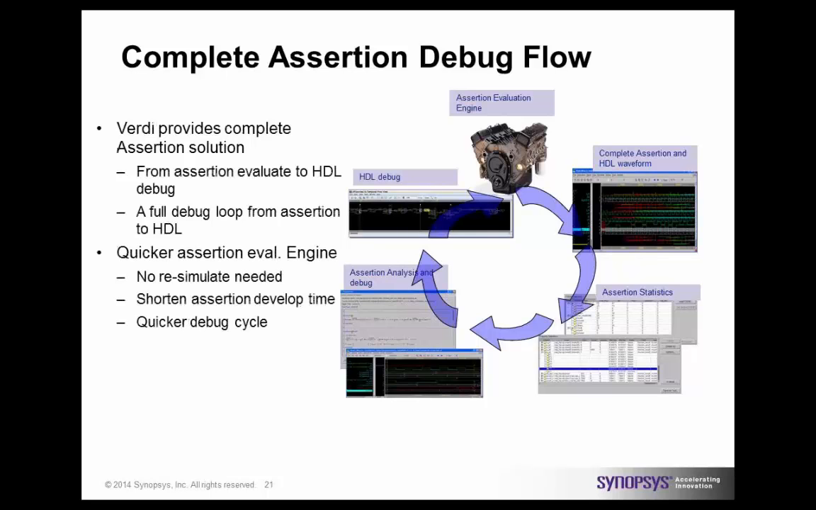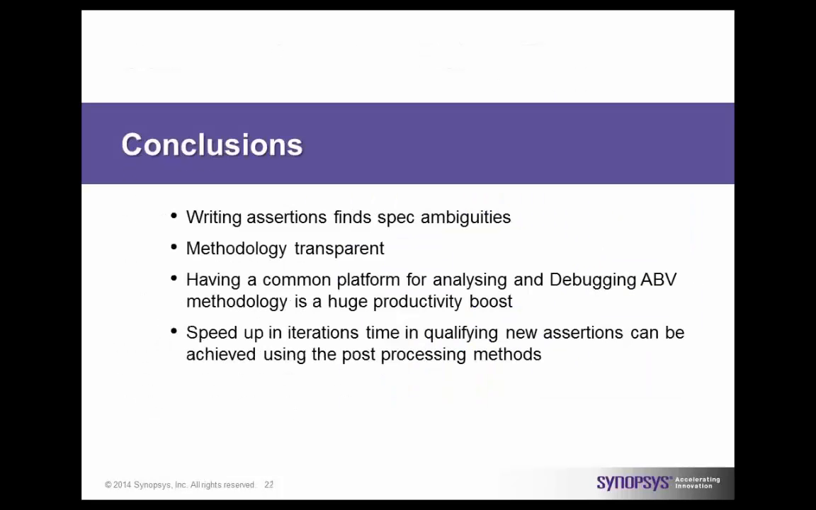So all in all, that's just a repeat of the slide that I've already spoken about. So the idea here is, writing assertions is a good thing. It finds the problems, the issues in your designs. Having a methodology which is transparent or independent of any of the vendors or the flows would help. Having a common platform definitely helps. And if you can speed up the iteration in qualifying after writing new assertions, then that's certainly something that you should be making use of.